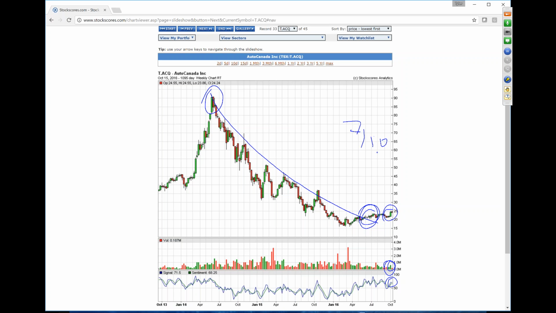Why is it a 7 out of 10? It's not a perfect pattern. It's a little bit choppy into this. It has a lot of overhead resistance to work through. A lot of people own this stock at higher prices, and their goal is to get out at break even. That's the way people think. If you bought it at 50 and it's at 25, you're thinking, please just let it go back to 50 so I can get out at break even.